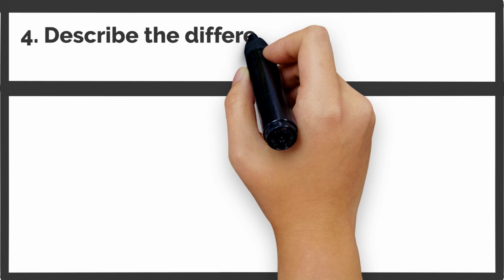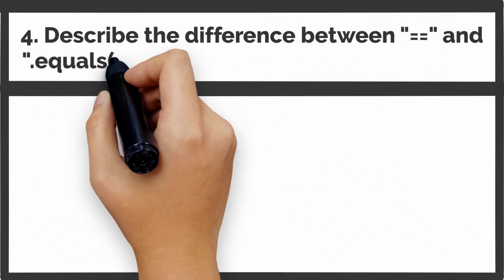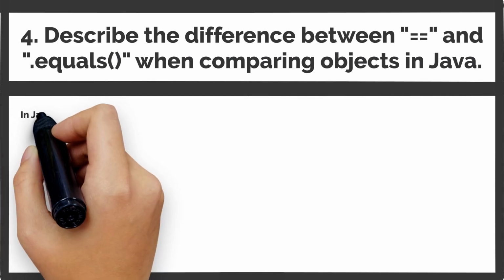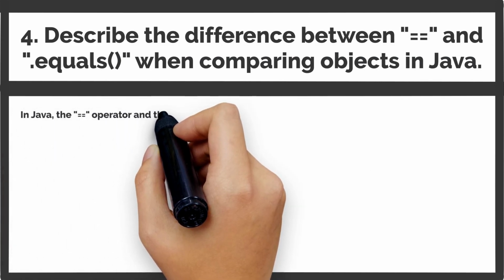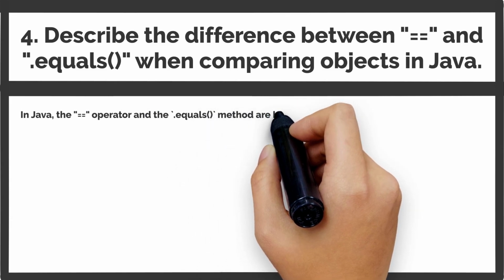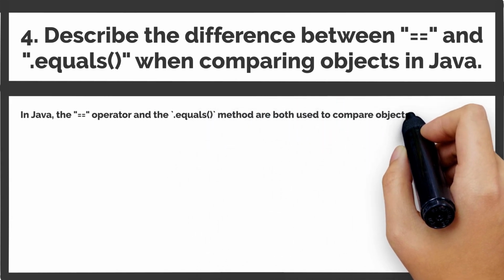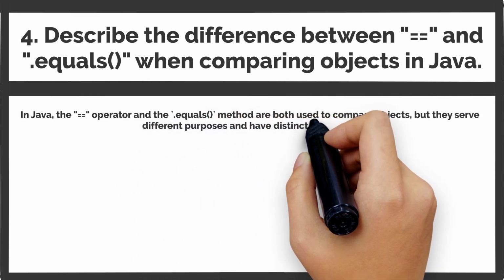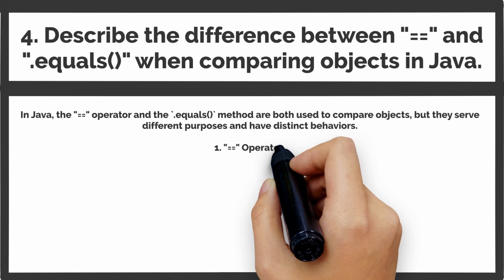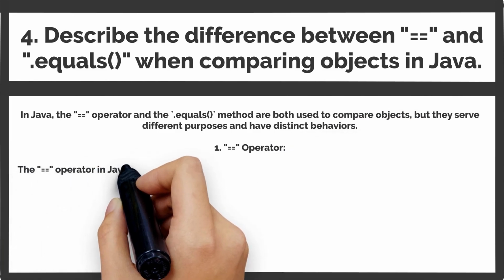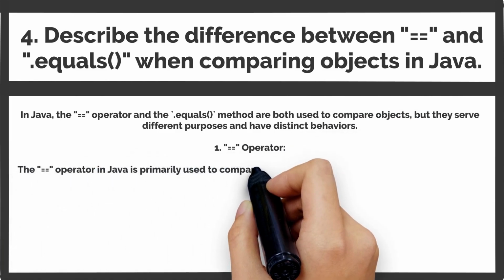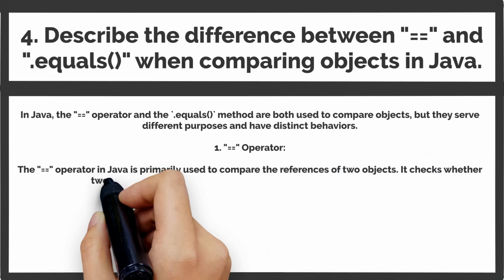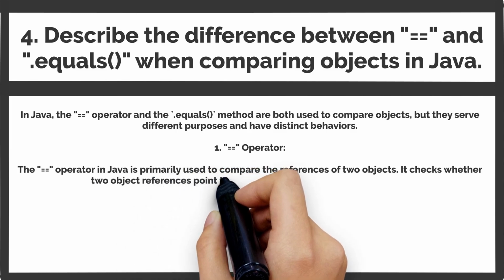4. Describe the difference between == and .equals() when comparing objects in Java. In Java, the == operator and the .equals() method are both used to compare objects, but they serve different purposes and have distinct behaviors. 1. The == operator. The == operator in Java is primarily used to compare the references of two objects. It checks whether two object references point to the same memory location in the heap.